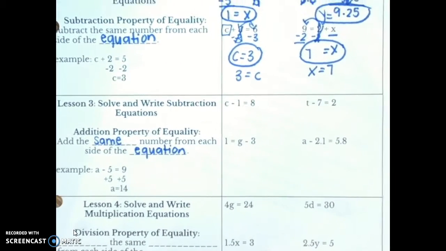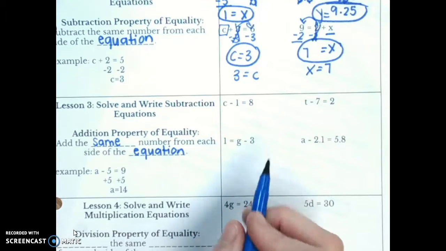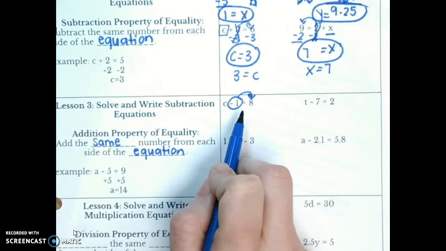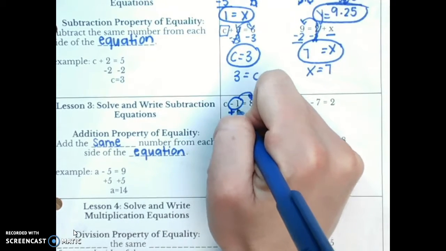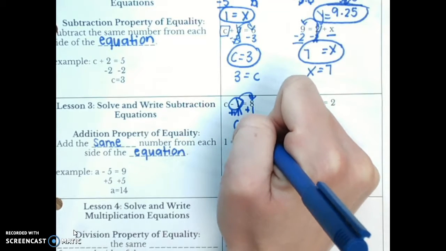And let's take a look at our example. So we have c minus 1 equals 8. We want that c to be by itself, so we need to take this number right here and kick it over there. The opposite of subtracting 1 is adding 1. And we have to do that on both sides, so c equals 9.